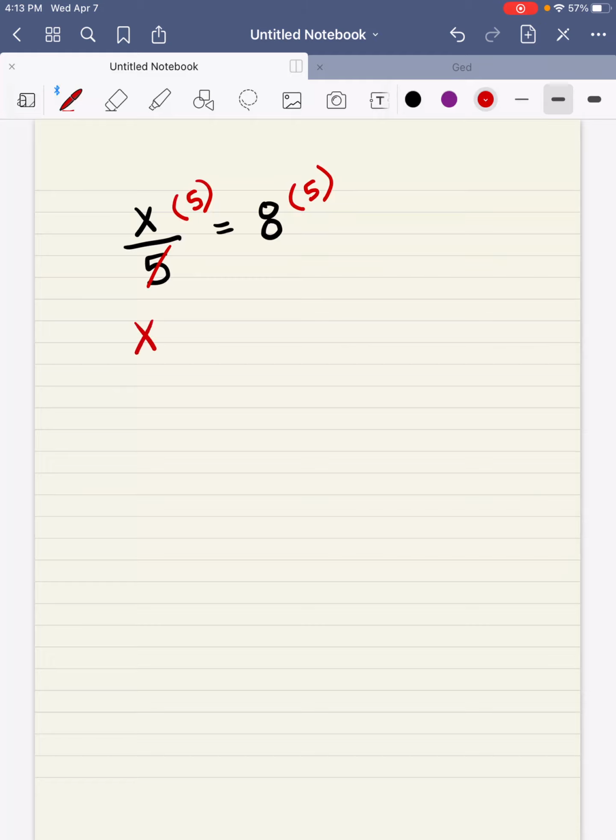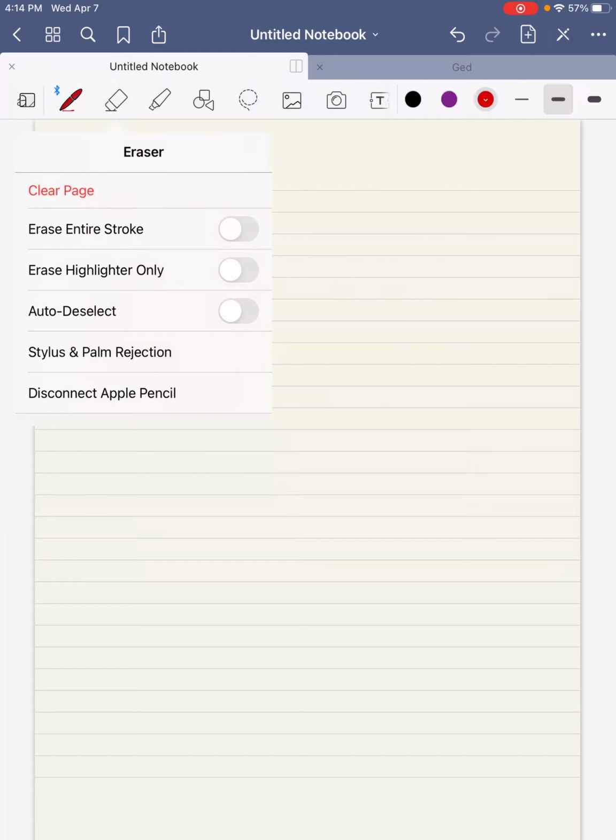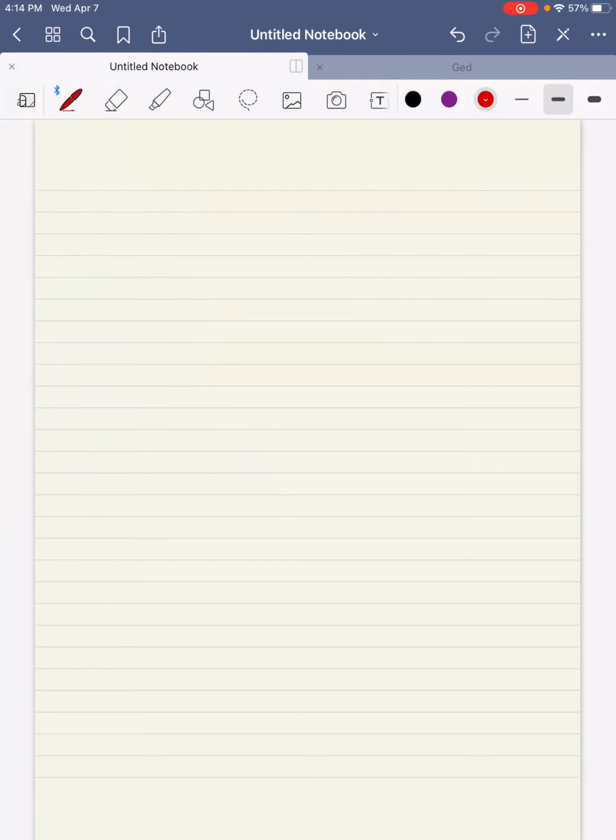I'm going to end up with an x here, and then on the right side, I have 8 times 5, so x equals 40. We can plug it back in and see if it's true. 40 divided by 5, do I get 8? Yes, I do. All right. Let's try one more, and then you are going to get the opportunity to try some on your own.